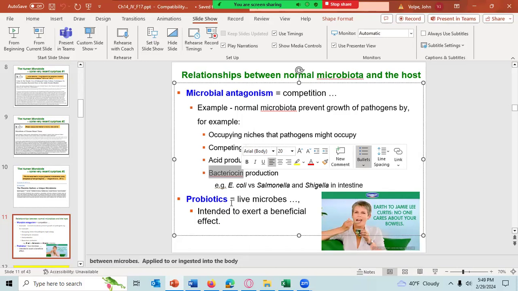And then lastly, probiotics, the use of live microbes intended to exert a beneficial effect. You can buy probiotics almost anywhere now. If it's kimchi or yogurt that has live cultures in it, that is a probiotic. And if you consume yogurt that has live bacteria in it, you're much less likely to get a yeast infection.